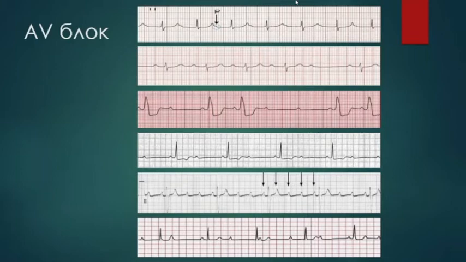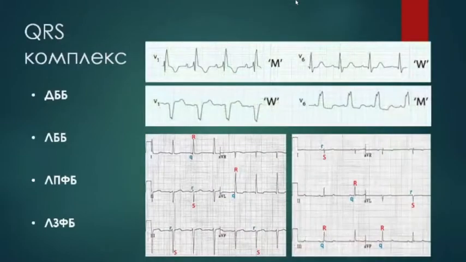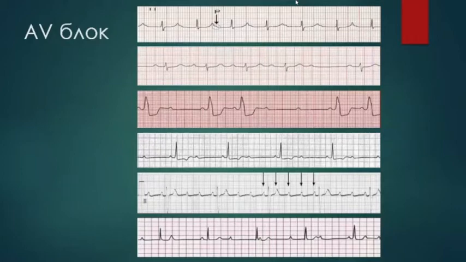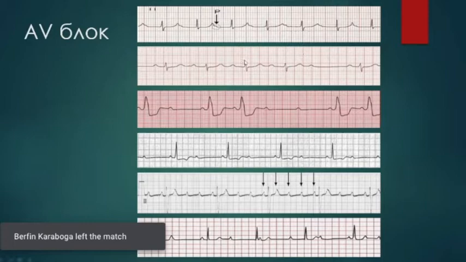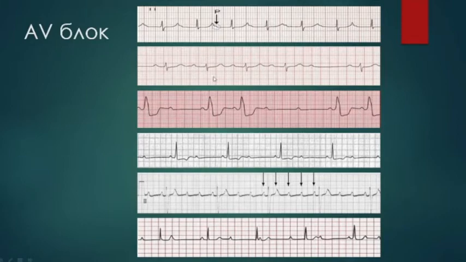What happens when you have second degree AV block? You have type 1. Is that where the PR interval is prolonging and then it drops and there's no QRS complex? Yes. And then you have type 2 where the P wave is regular but a QRS complex is dropped. Yeah, this is an example for type 1, right? Yeah, the second strip.